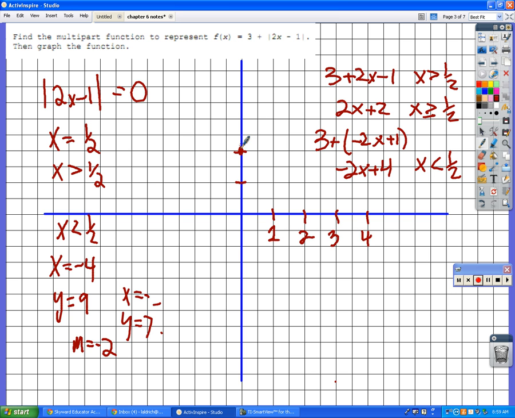So this is 1, 2, 3, 4. Okay, so this is up 2 over 1. Maybe I should have gone by 2. It's up 2.